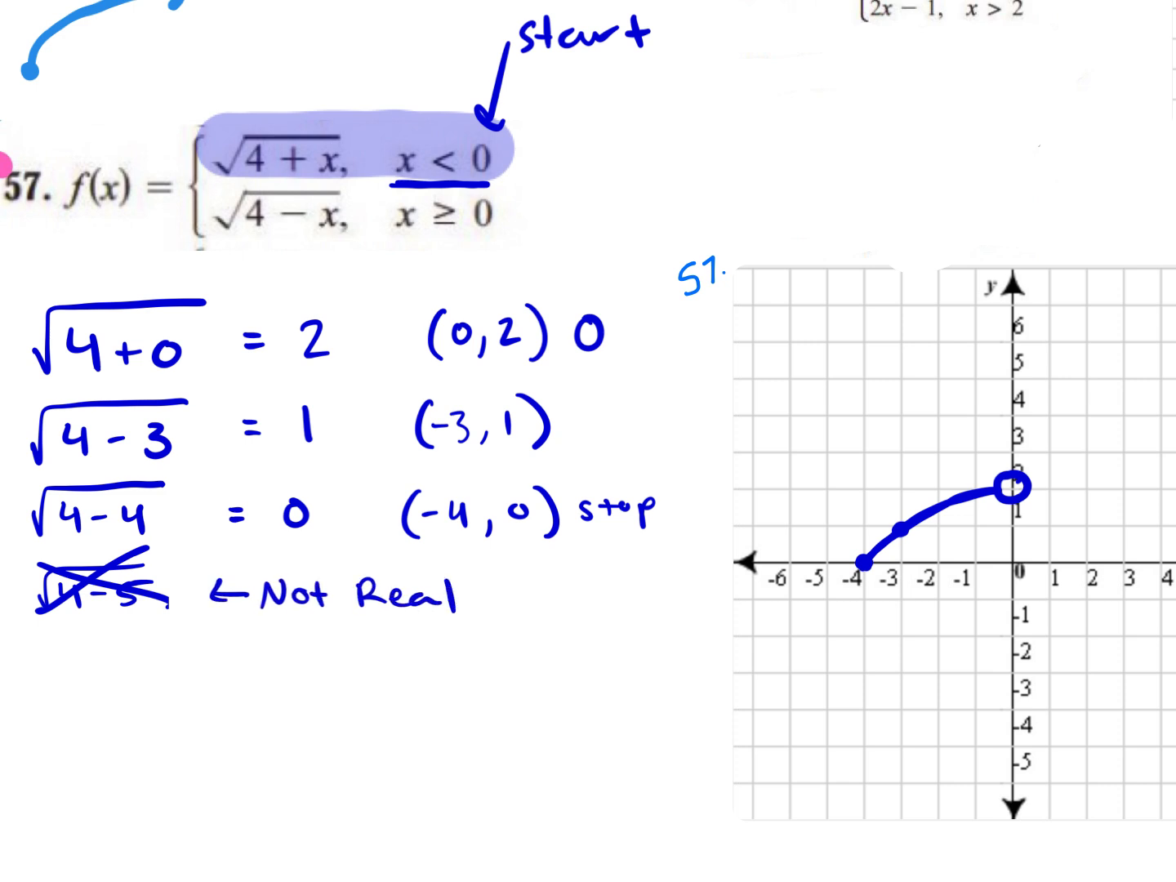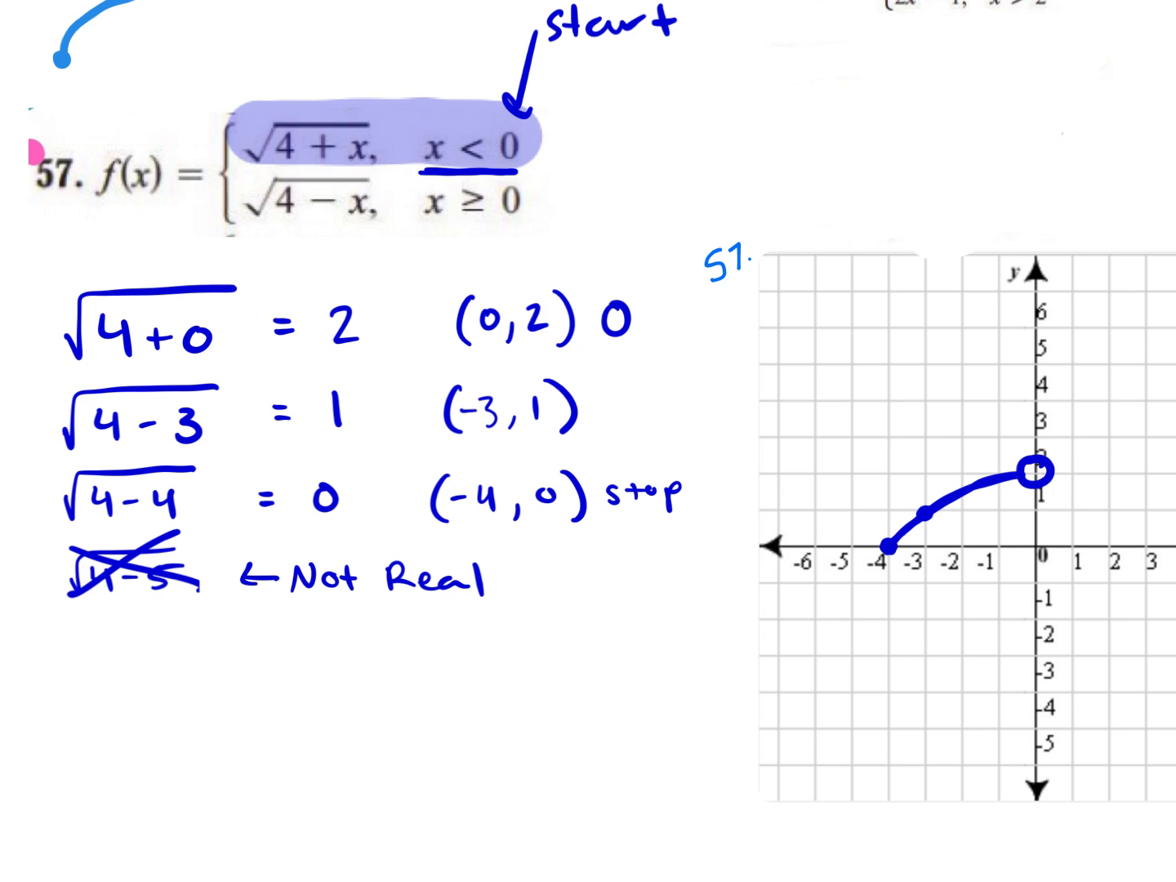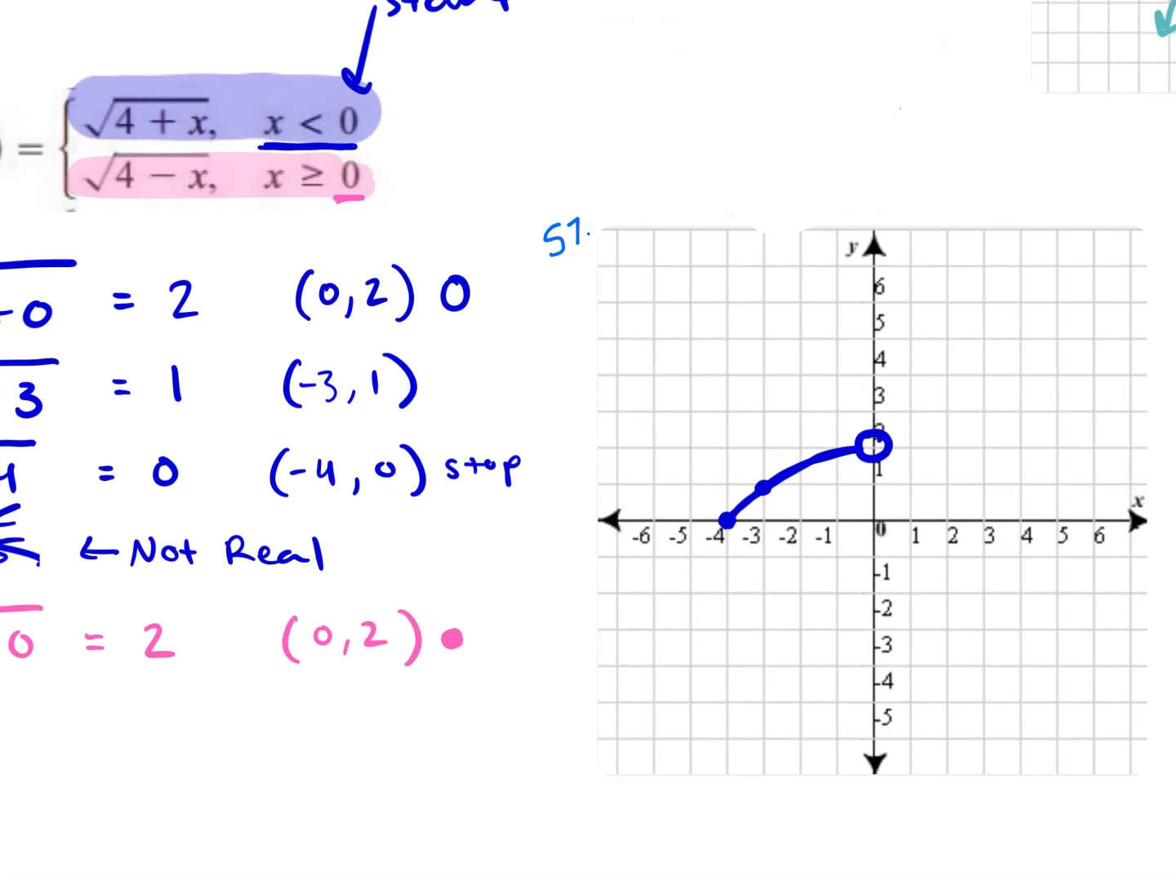Any questions on the first piece? We're okay so far? Let's do our second piece now. What are we going to plug in first? Awesome. We want to plug in 0. We want to plug in the number that it gives us. So we have 4 minus 0. What's the square root of 4? 2. So what would our point be? 0, 2. Is this an open or closed circle? Closed circle.